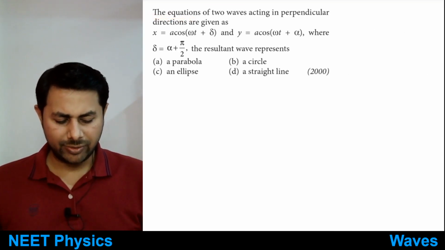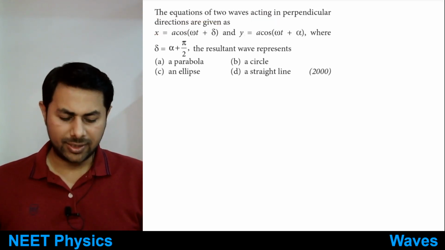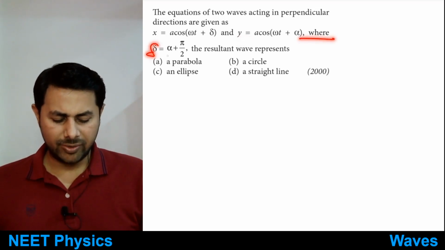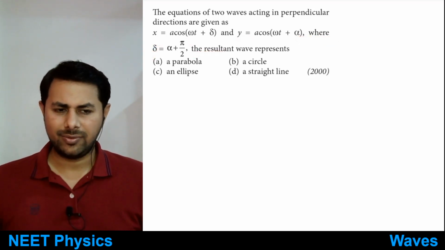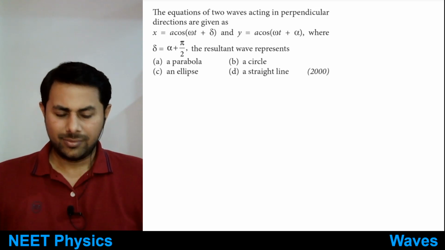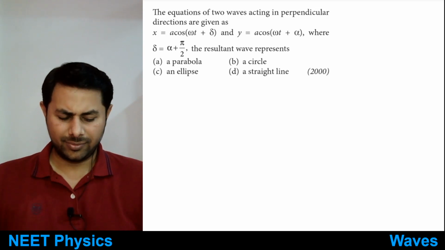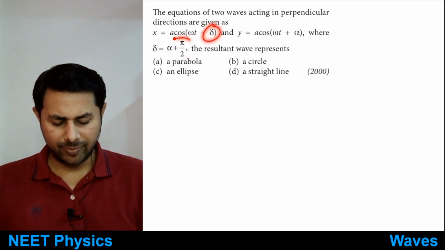The equations of two waves acting in perpendicular directions are given as x is equal to a cos of omega t plus delta and y is equal to a cos of omega t plus alpha, where delta is equal to alpha plus pi by 2. The resultant wave represents what? Tell me. Anyone? Okay, delta is alpha plus pi by 2, this is given.